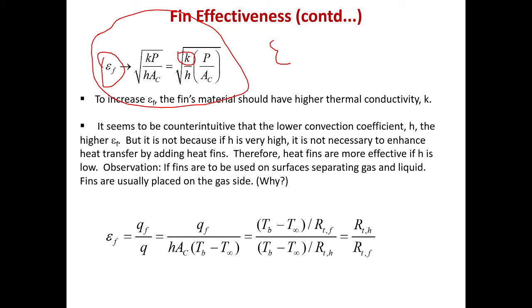It seems to be counterintuitive. Sorry guys, I hope that I am pronouncing it right. If I am pronouncing it wrong, please correct me in the comment box. It seems that the lower the convection coefficient h, the higher the fin effectiveness. And that is true, because if h is very high, it is not necessary to enhance heat transfer by adding fins. Therefore, fins are more effective if h is low.